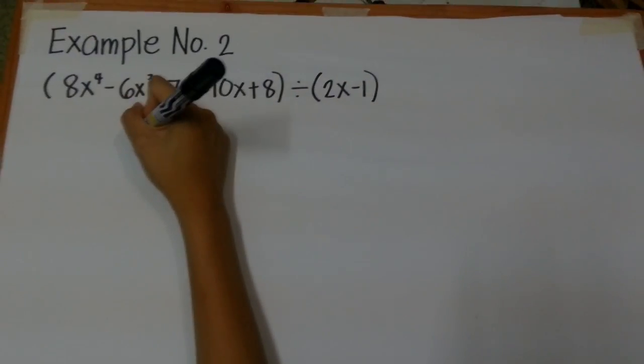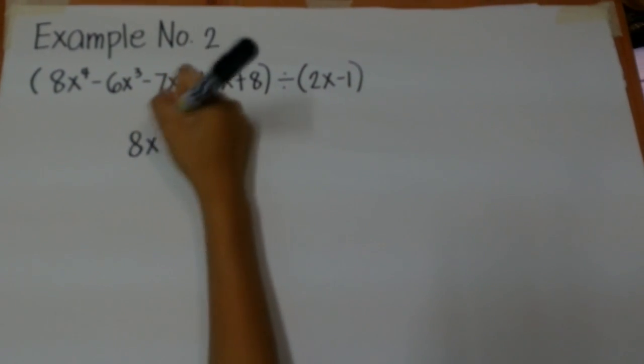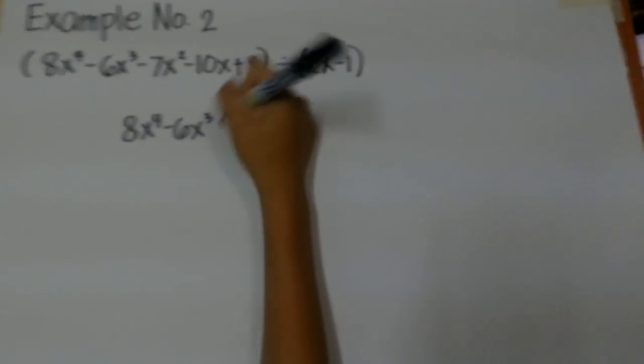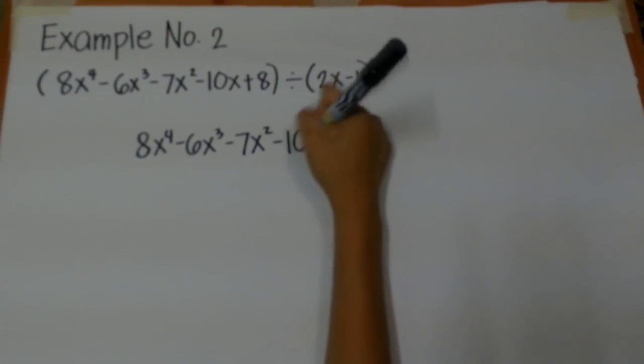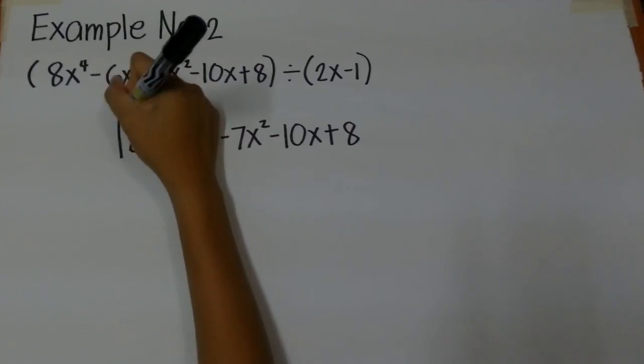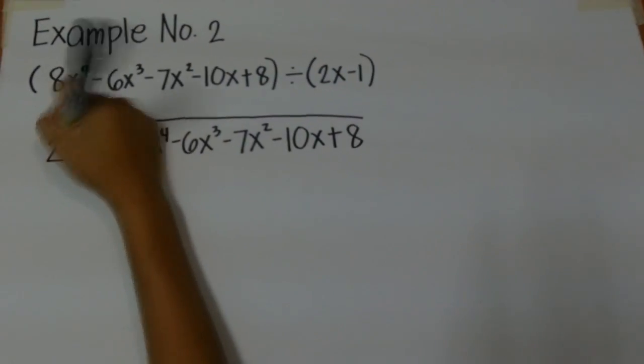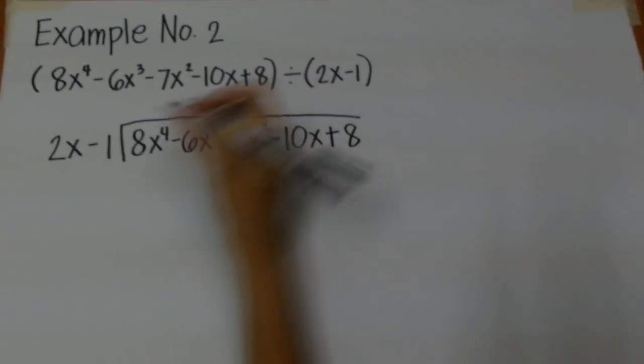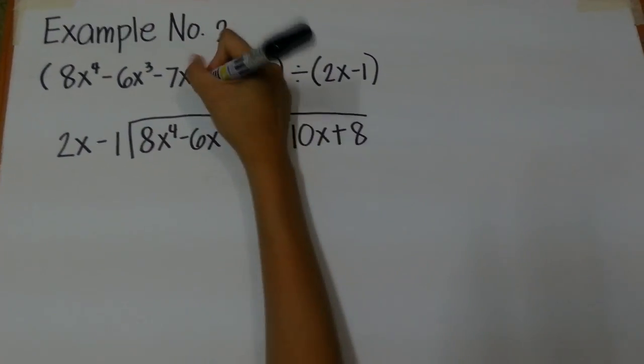We write the dividend under the long division symbol and the divisor outside the long division symbol. We do the first step, which is to divide the first terms. What would you multiply with 2x in order to get 8x to the 4th power? That would be 4x cubed.